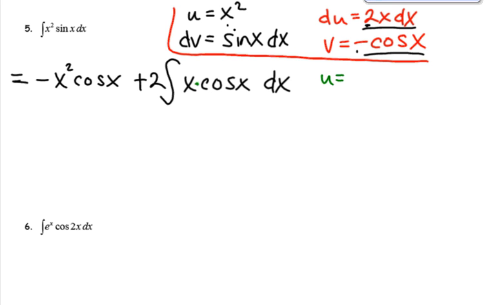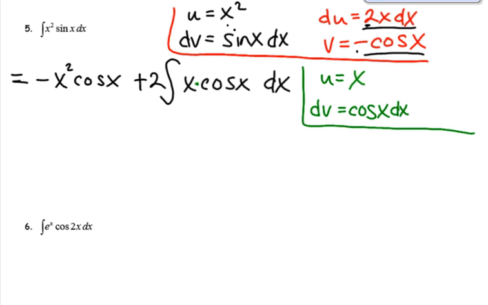So that is, I used x squared for my first one, so then my second one needs to stay in the same family, so that's going to be the x. And then the dv would be the same family as the sine, so that would be cosine of x dx. Okay, so now when I find du, we get just dx, and v is the integral of cosine, which is positive sine x. Okay, so we do ultraviolet and super voodoo again.